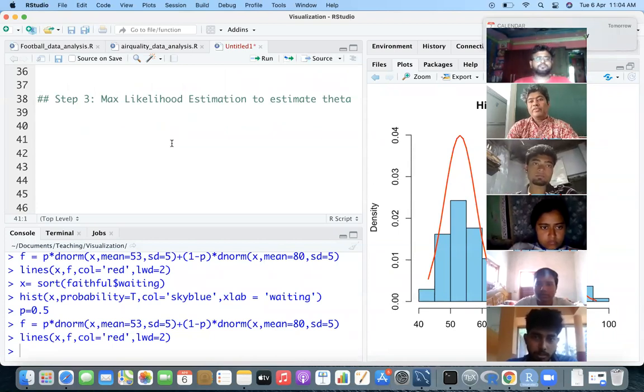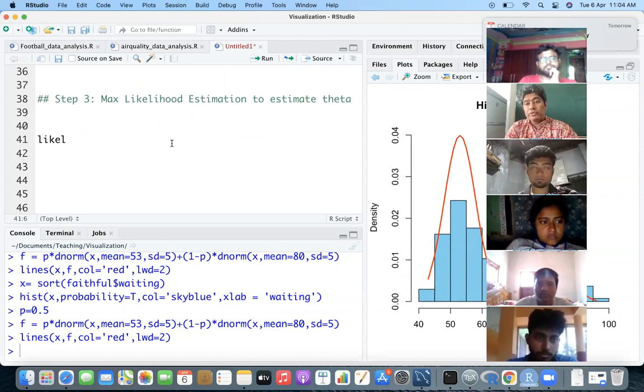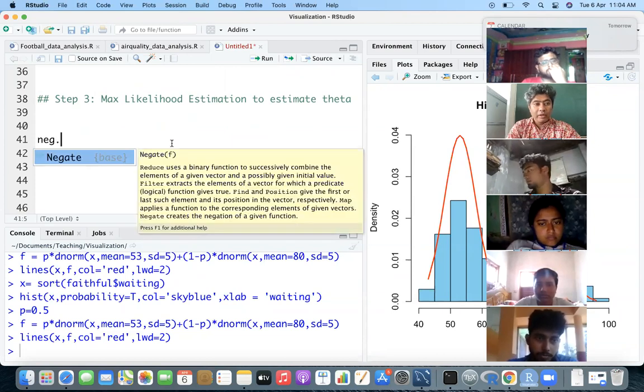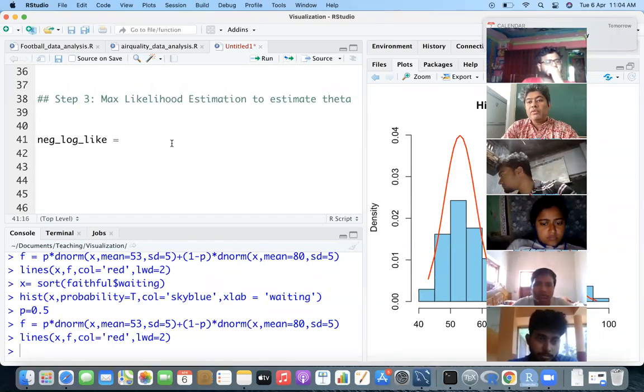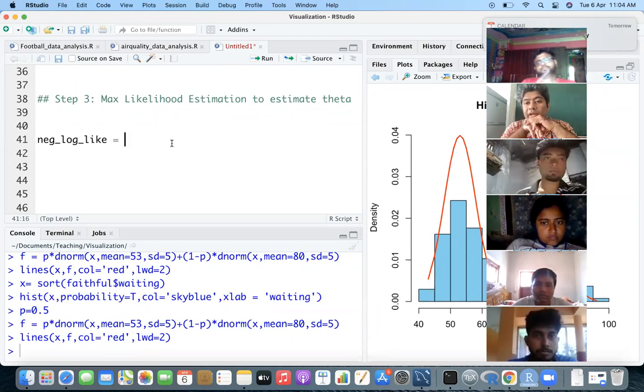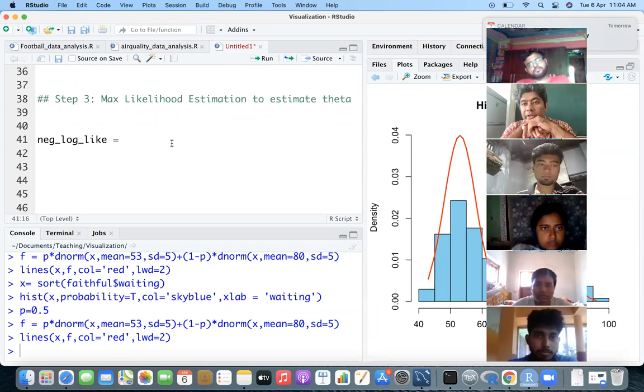So the first thing we have to do is write the likelihood function. That is the first thing we have to do. So let's write the likelihood function. Actually, we should write the negative log likelihood function, right? So we will write negative log likelihood. And why do we want to write negative log likelihood? Any idea? And not log likelihood.